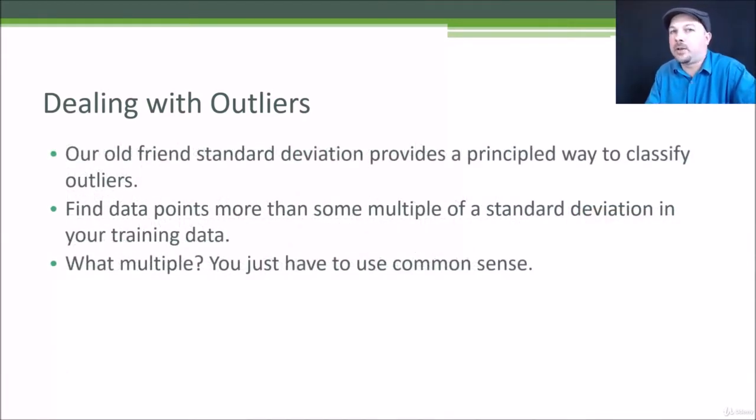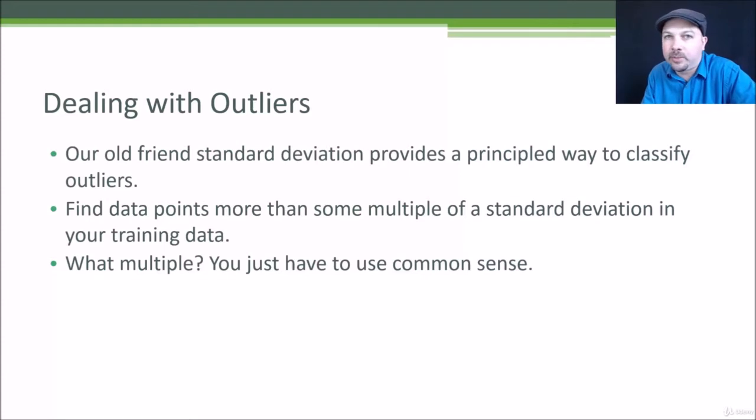Now, how do we identify outliers? Well, remember our old friend standard deviation. We covered that very early in this course. It's a very useful tool for detecting outliers. So you can, in a very principled manner, compute the standard deviation of a data set that should have a more or less normal distribution. And if you see a data point that's outside of one or two standard deviations, there you have an outlier.